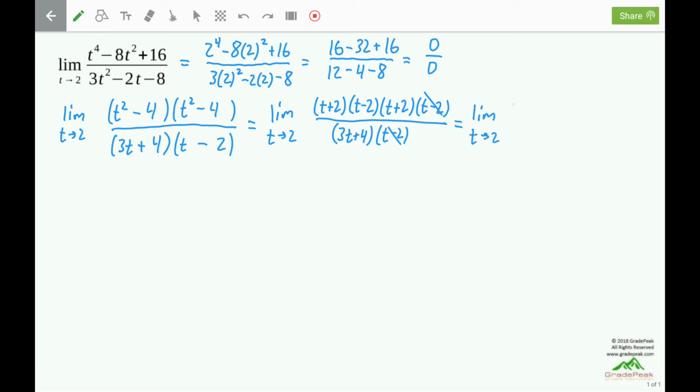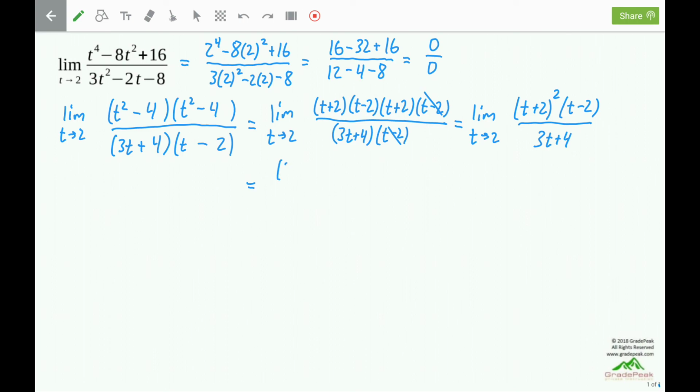I will just rewrite this after they have canceled out. There is another t plus 2 in the numerator. We can combine those into t plus 2 squared times t minus 2 over 3t plus 4. We no longer have 0 over 0. It looks like we are still going to have a 0 in one of the locations, but as long as you don't have it in both, it's determinate. It's not indeterminate. That's the 0 over 0 where it's indeterminate.